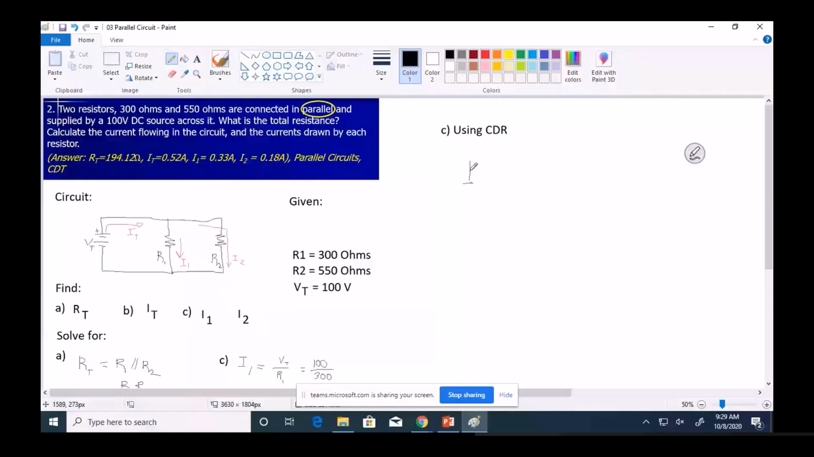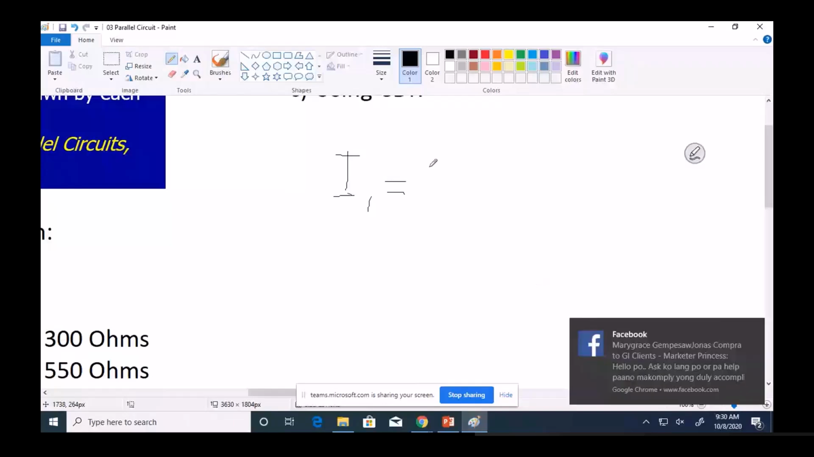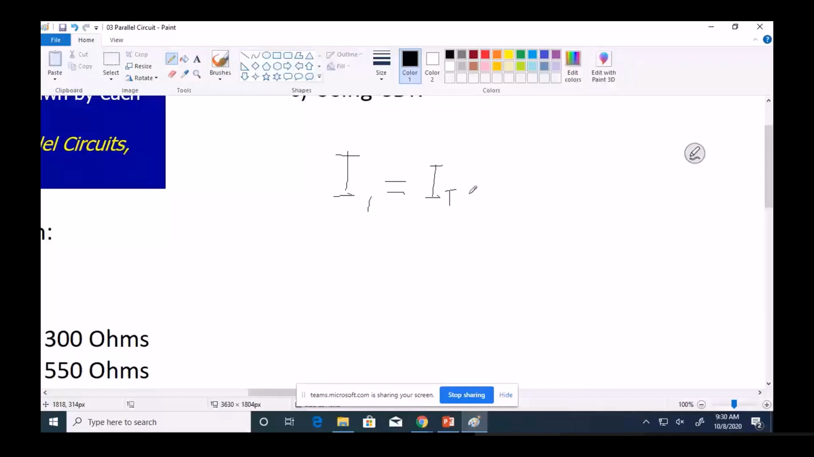How to solve for I1? What's the formula of the CDR? Recall the I total. And this time the R is here, R1, and this is the R total. It's easy to remember, right? I total is 0.52, I think. That was 0.52. Our R total is 194.1.